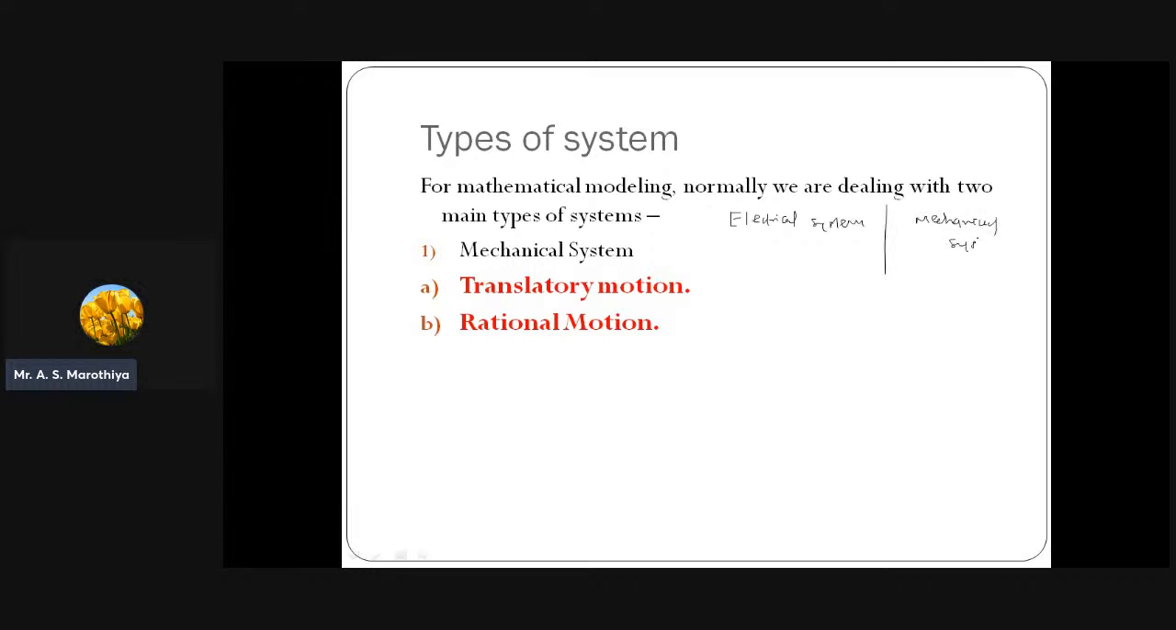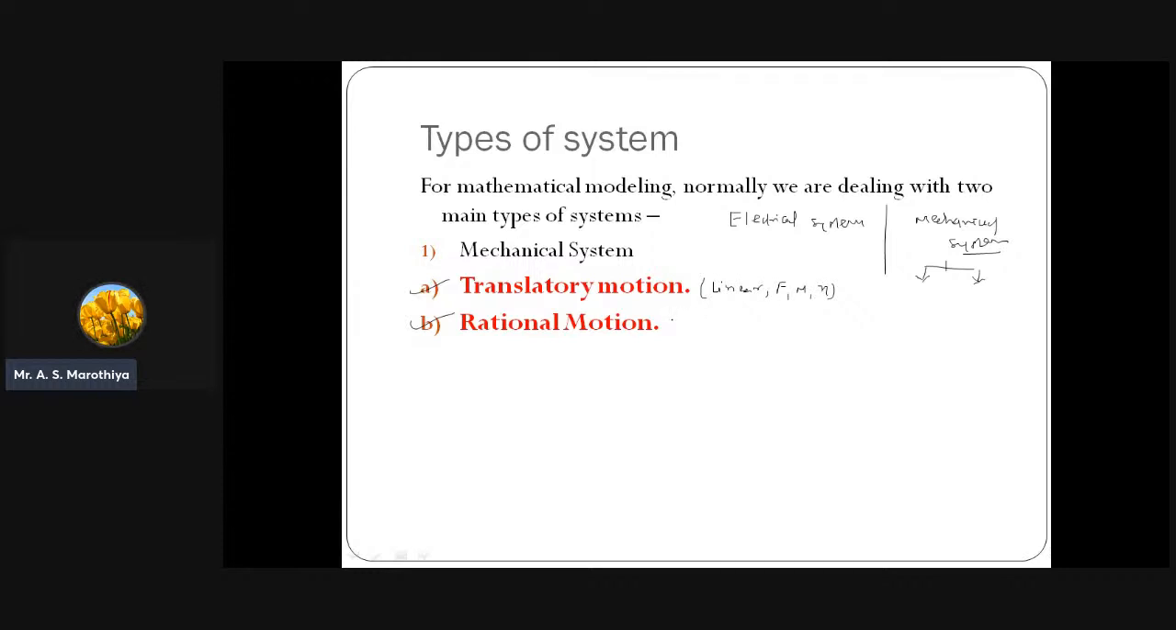And in the mechanical system, depending upon the nature of motion, whether we are dealing with linear motion or angular motion, we have two different types of mechanical system. The first one is called translatory motion type mechanical system, and the second one is called rotational motion type mechanical system. In translatory motion type mechanical system, we are dealing with linear motions. So here we have force, mass, linear displacement, and so on.